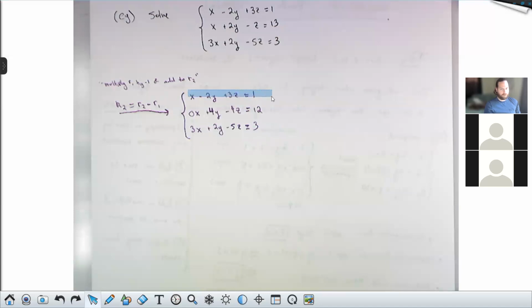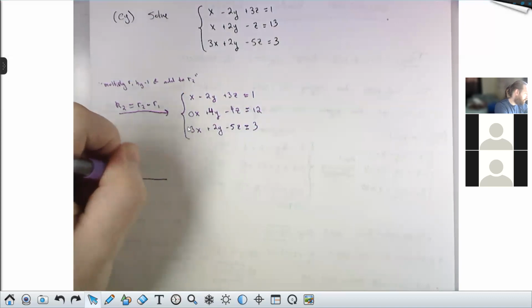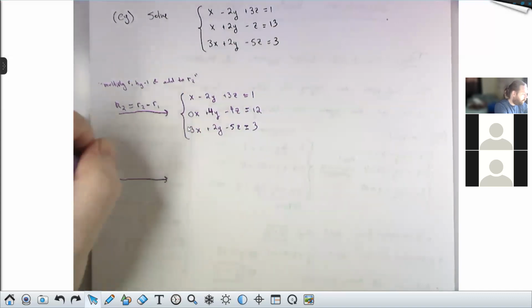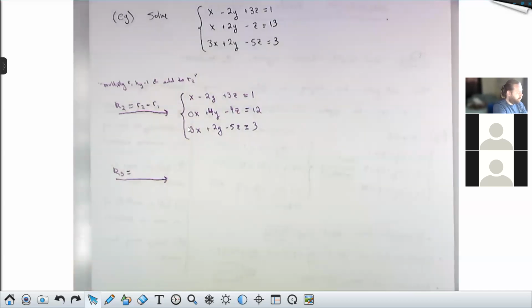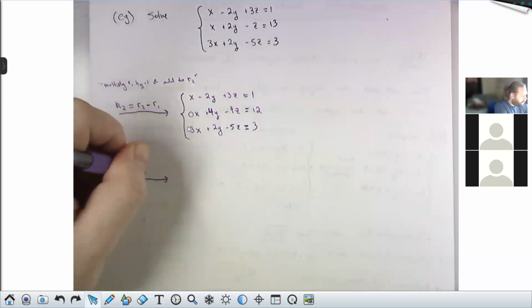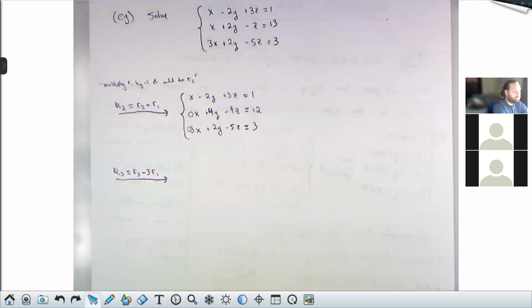So rows 1 and 3 stay the same. I am using row 1 as a tool to modify row 2. And that gets me a 0 in this position. My next step is to get a 0 in this position. And again, I'm going to use row 1 as the tool. So I'm changing row 3. Row 3 is going to be my old row 3 minus 3 copies of old row 1. In other words, I'm multiplying row 1 by -3 and adding it to row 3.